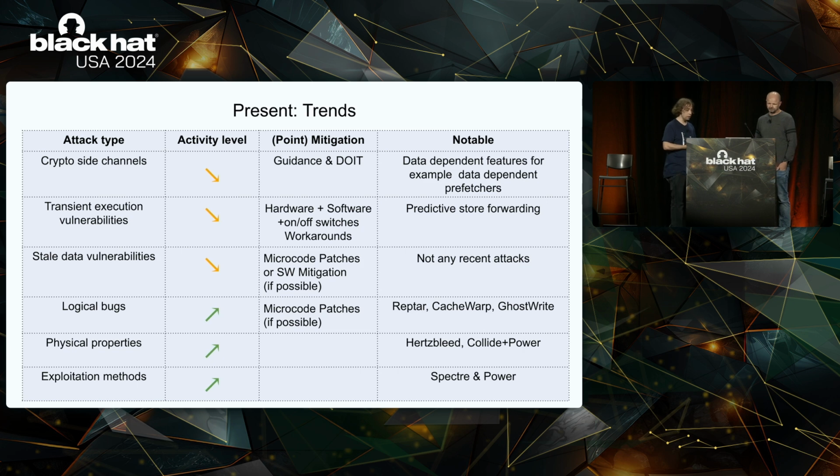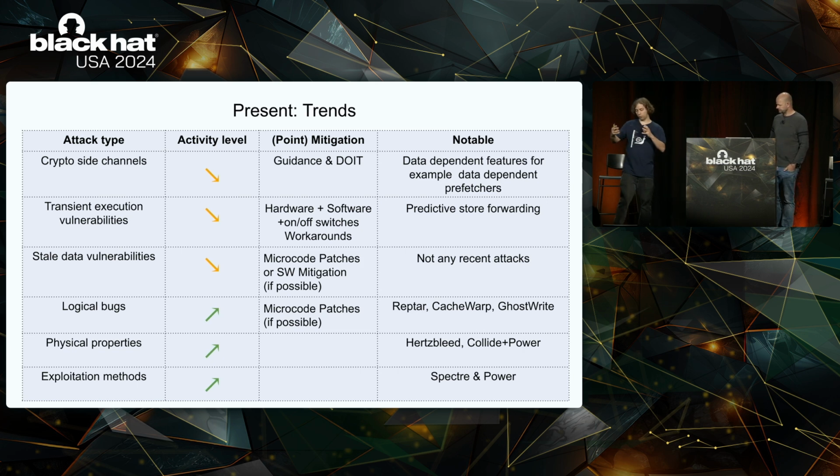The next part would be transient execution vulnerabilities. There also we see that the trend is going down in terms of how many new attacks are discovered. I think the big part of it was discovered. The caveat here, or an example of a caveat, is predictive store forwarding, which you'll find in both Intel and AMD CPUs, an example of something that can cause transient execution. You'll also find that these features got shipped with switches where you can switch them off if you don't like them.